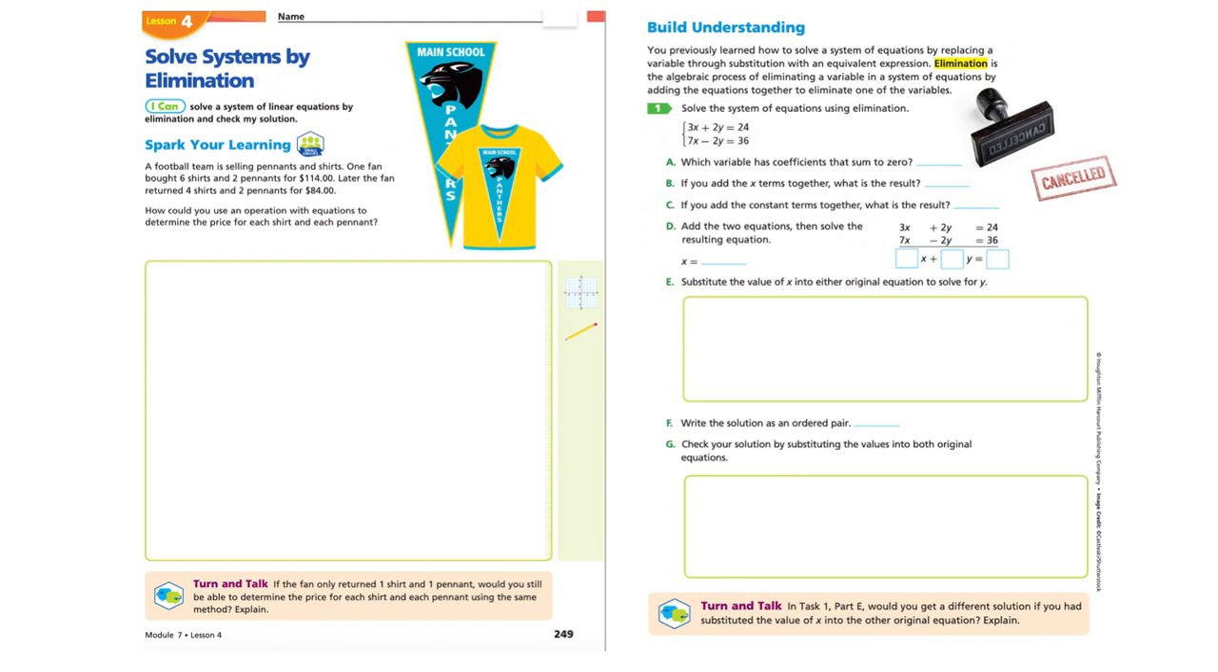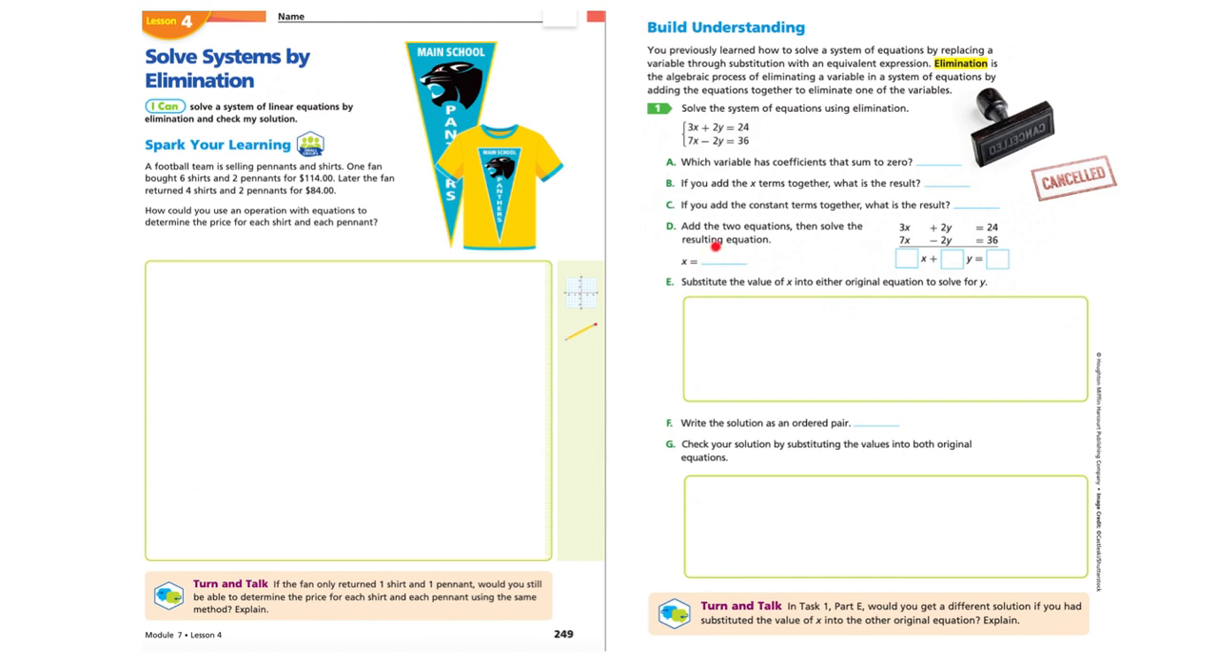So those are the constant terms. And then here they give you a good way to show it, and then you just fill in the blanks here. Add the two equations, then solve the resulting equation. And then E, substitute the value of x. So in this process, you should get a value of x, and then substitute it into either original equation, and then you can solve for y.